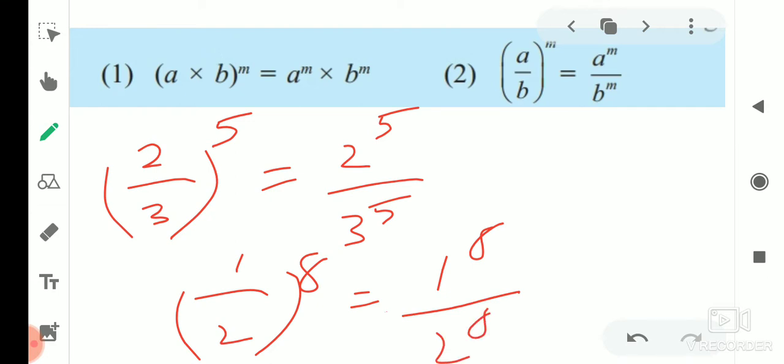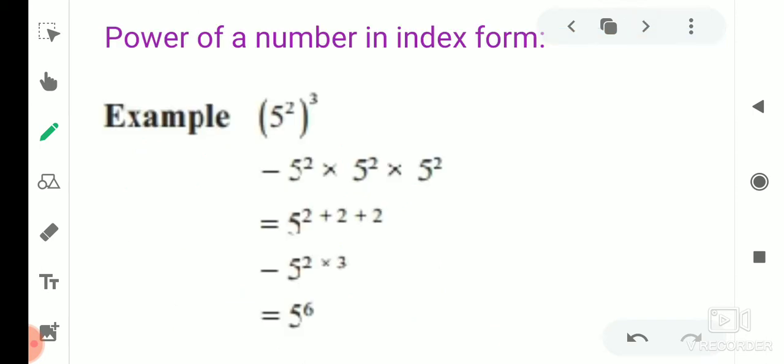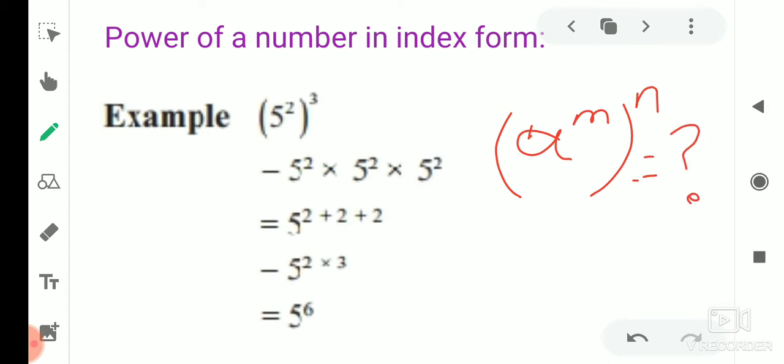Okay, clear? Now let's move on to the next property, that is the power of a number in index form. If there is a number which is already in index form, a raised to power m, meaning the number is written in the form of a power, and we take the power of it, then what will be the answer of such questions?